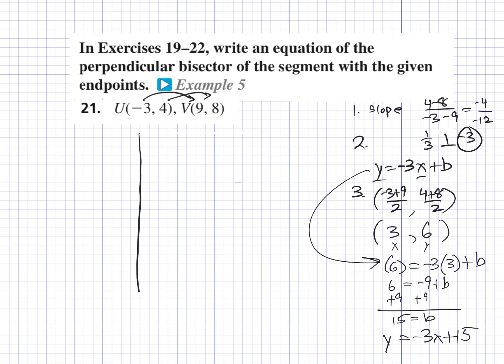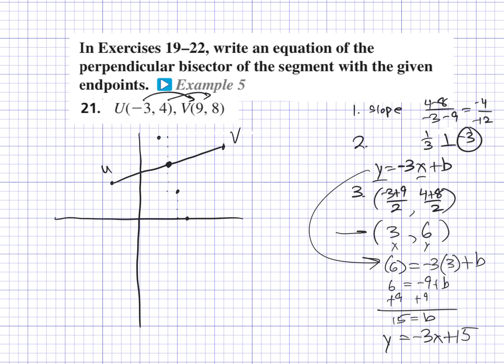Visually speaking, if you feel comfortable, you can go on or just watch. -3, 4 is u, and 9, 8 is right here for v. There's our line. Our midpoint is at 3, 6, so 3 right here. There's our midpoint. Our slope is -3 over 1, so down 3, 1, 2, 3 over 1. Or the opposite direction, 1, 2, 3 over 1.